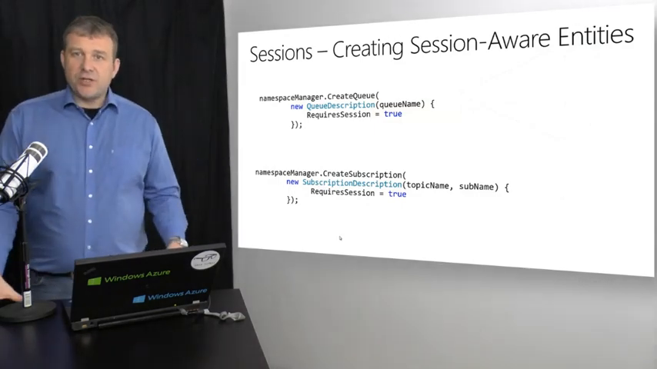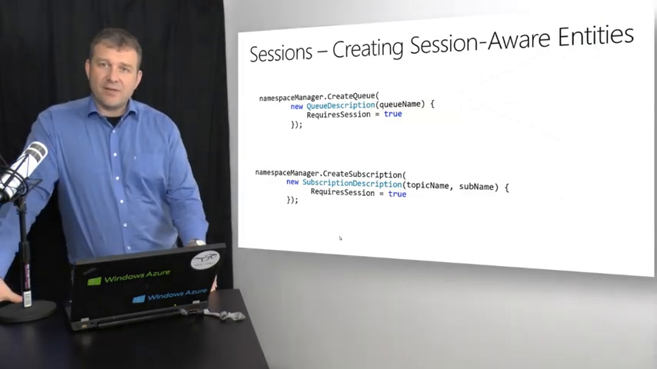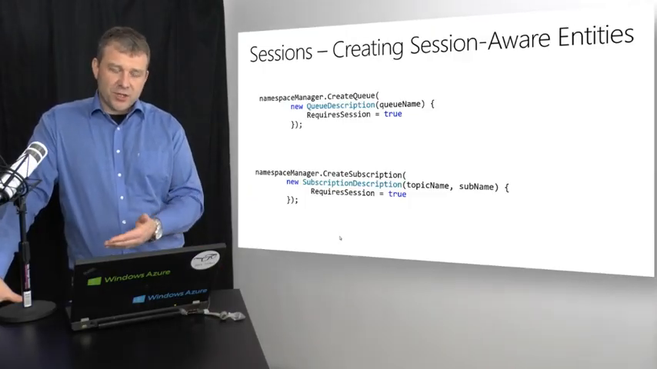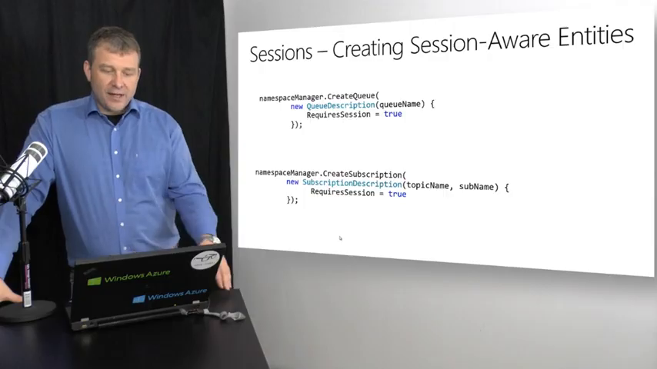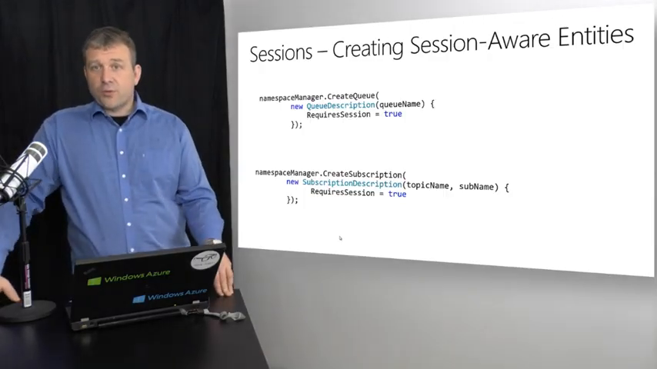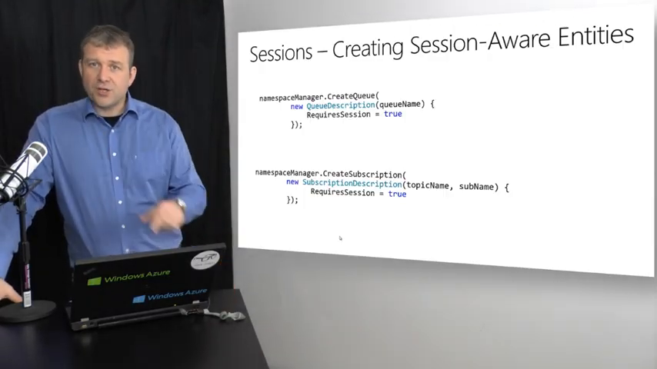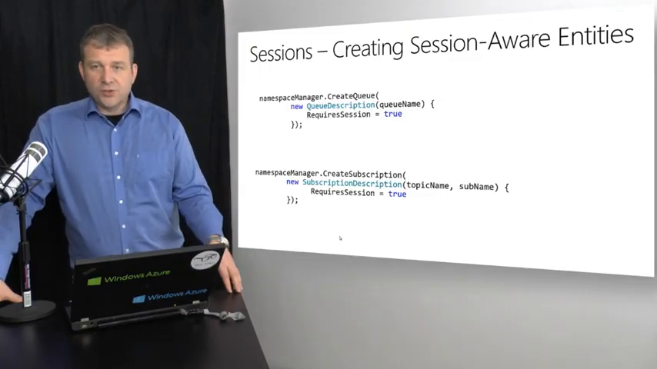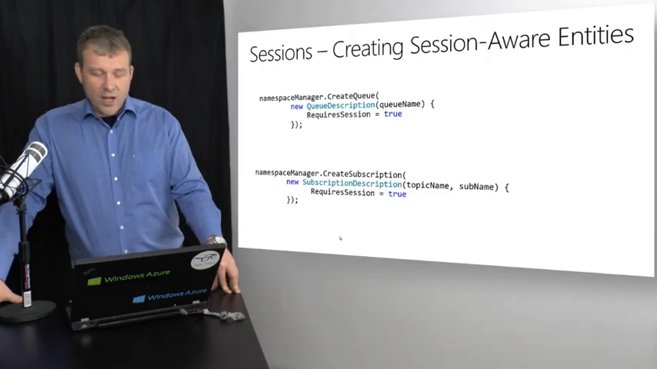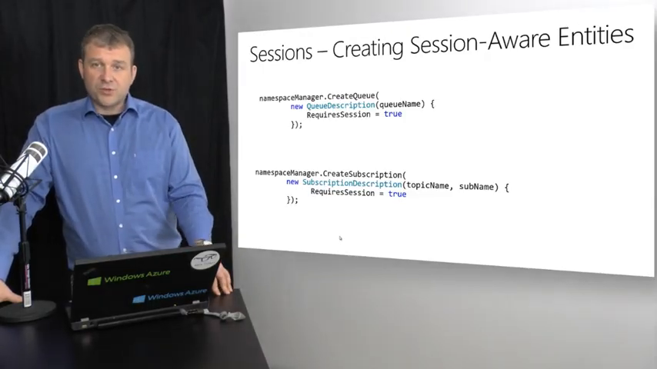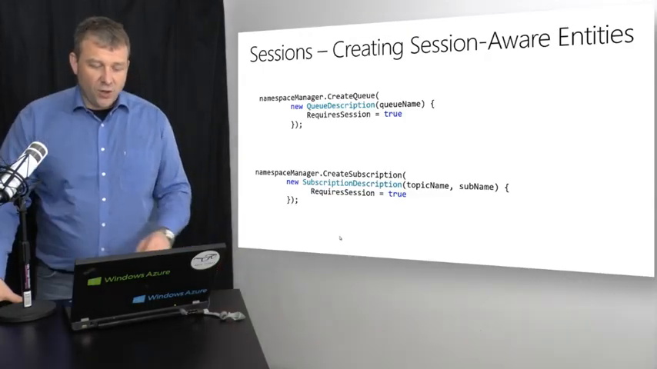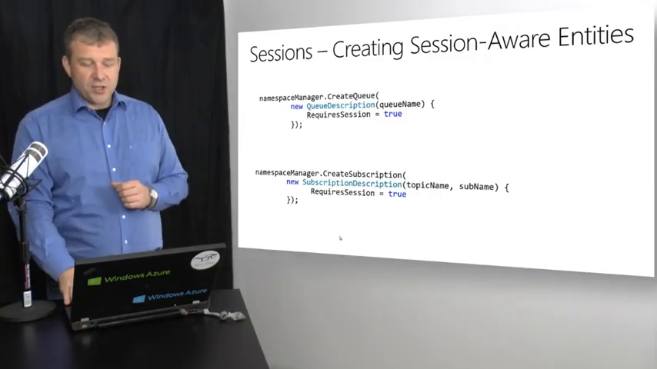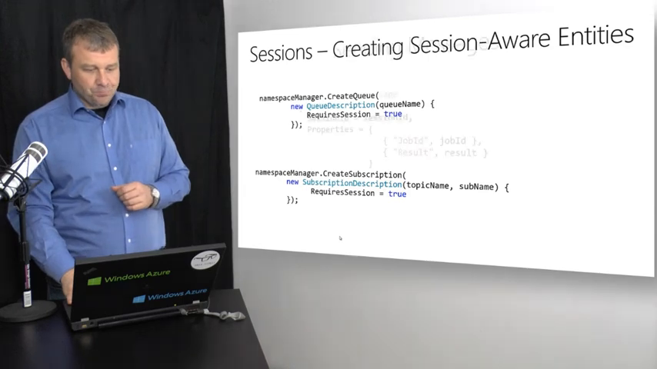To use sessions, you need to turn this on at the entity level, on the queue. The way you do this is when you create a queue with a namespace manager, you flag it as require session. You can also do this through the portal. There's an advanced page on the portal as you create a queue, and you can turn require session on there as well. And you can do the same thing with subscriptions. On subscriptions, you also need to turn on require session. Once you have this, then you can use the session APIs.